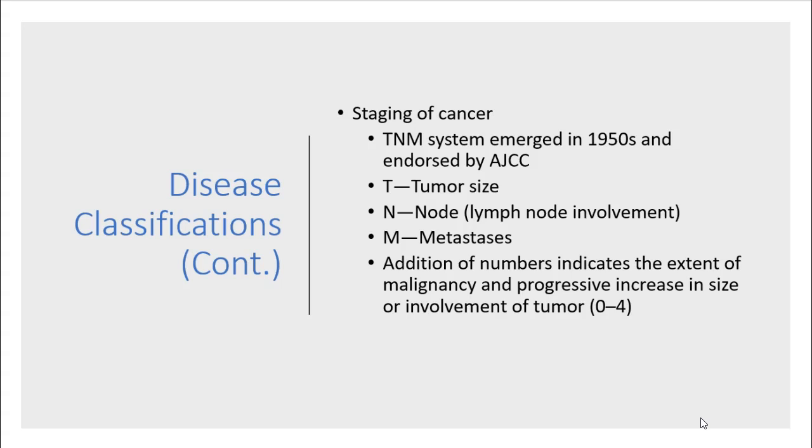You can't really have a 0 tumor size, so usually 1 through 4. Your node involvement, now that can be 0. You have no lymph nodes involved, which is great, and no metastases. But if you hear that there's stage 4 cancer, that means you pretty much have a large tumor that's invaded your lymph nodes and has metastasized. So they do the TNM system, and each one gets a number.